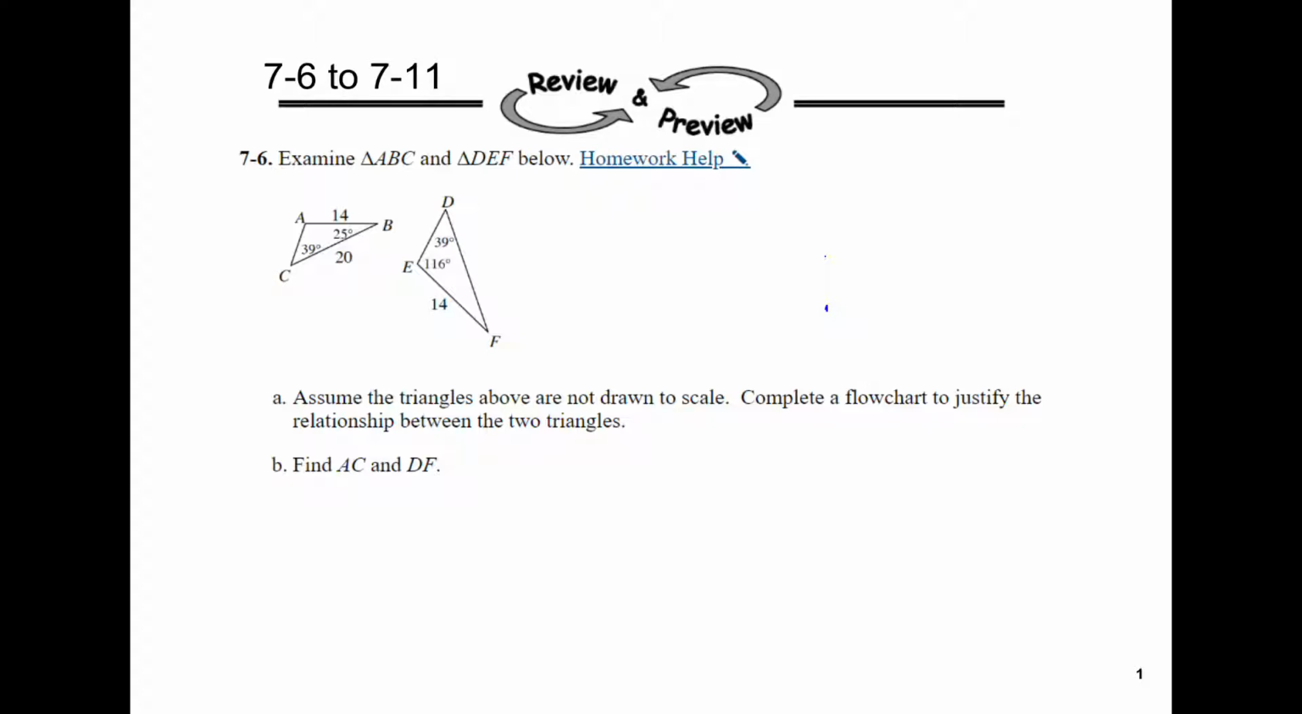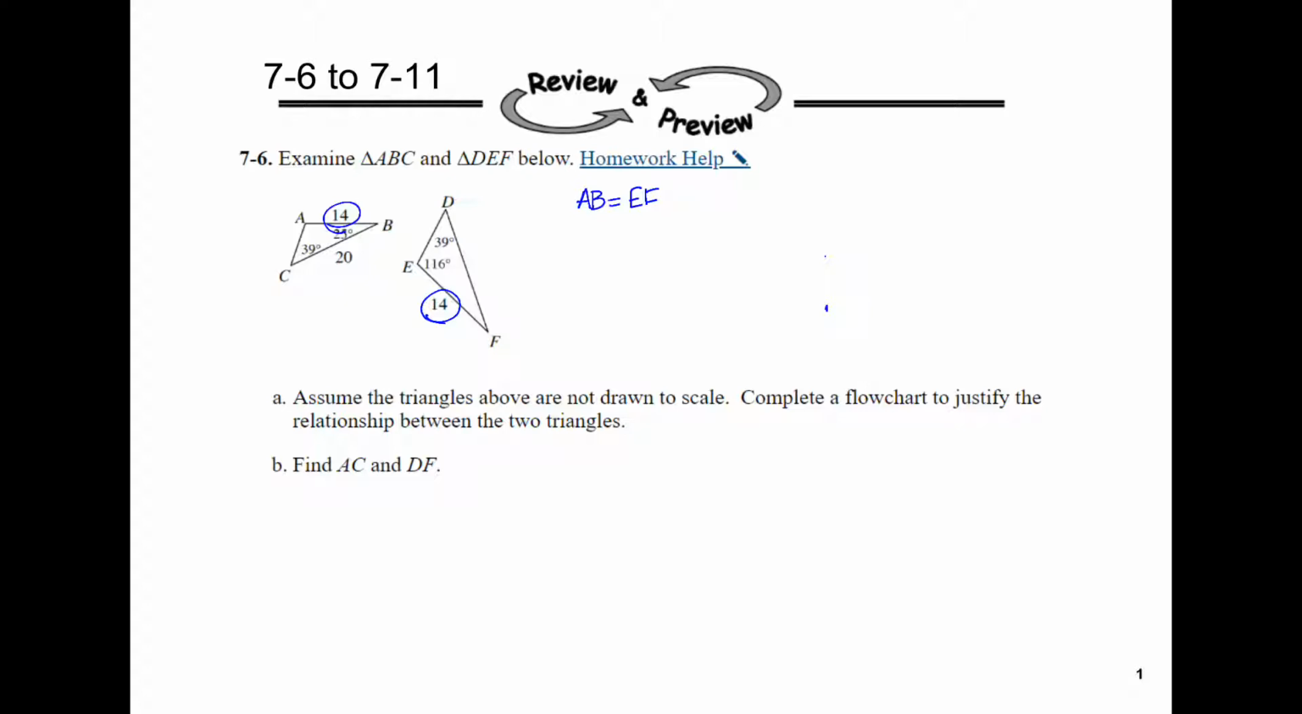When we look at 7-6, it says examine triangle ABC and DEF below. A says, assume that the triangles above are not drawn to scale. Complete a flowchart to justify the relationship between the two triangles. So when we complete a flowchart, we want to state all of the facts that we know about these two triangles. We know that side AB is equal to 14 and side EF is also equal to 14.